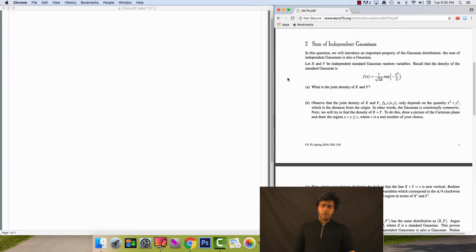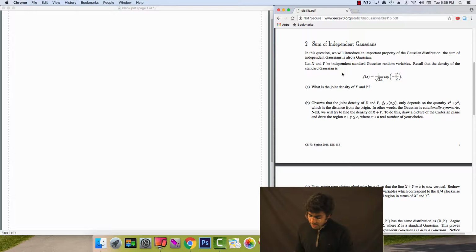Compare this, for example, to the case where you take two independent uniform random variables, one from 0 to 2, the other from 1 to 3. Even if these are independent, the sum is not uniform in 0 to 3. However, we'll see that for Gaussians, this property does in fact hold, and all it requires is independence.